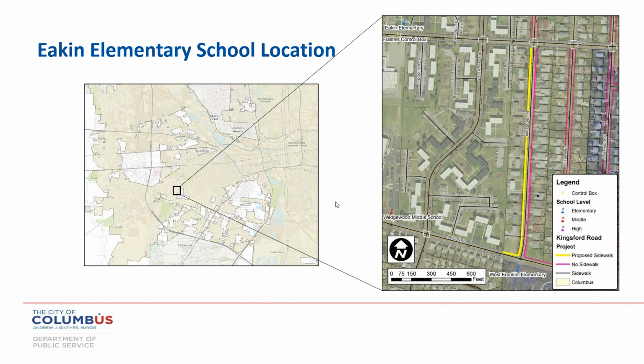So I'll walk you through this presentation that I actually gave to ODOT as part of our application. It goes through the City of Columbus's thought process and what we were trying to do with our application. Eakin Elementary School is on the southwest side of the City of Columbus. It's near the Hilltop area. It's also right near a portion of the county. Briggs Road, you can see on the right-hand map, is actually a boundary line. And there are no sidewalks on Kingsford. So all of the purple lines that you see have no sidewalks in the neighborhood.